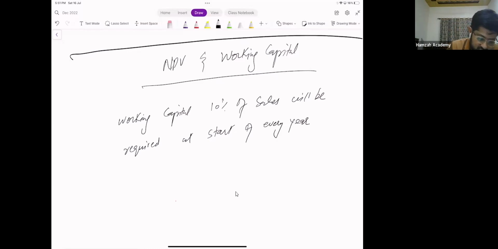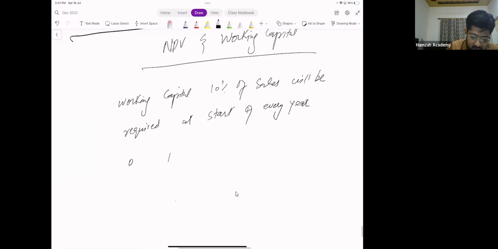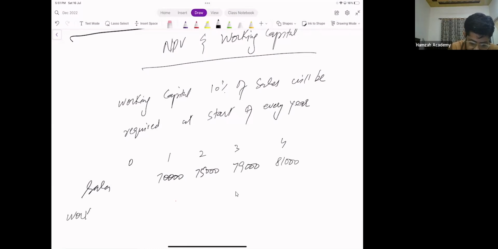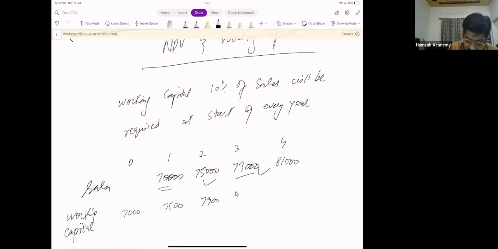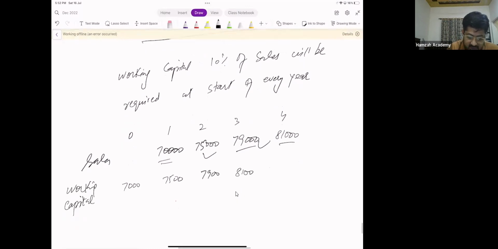Now, you see here, for example, 0, 1, 2, 3, 4. Sales are 70,000, 75,000, 79,000, and 81,000. Now, what is working capital required? 10% of it, 7,000. 10% of it, 7,500. Start of year means in the previous year. 10% of it, 8,100.